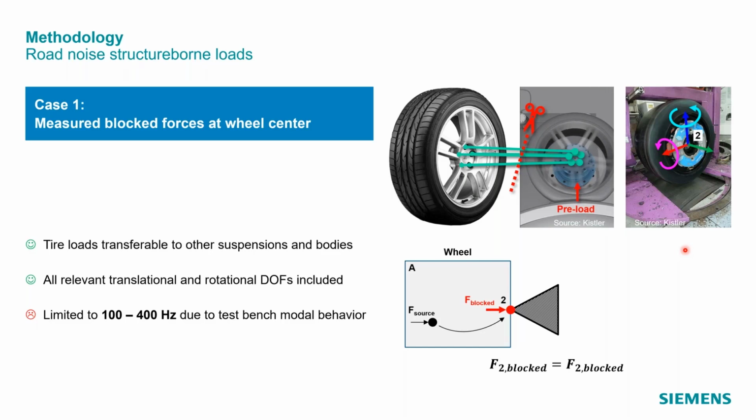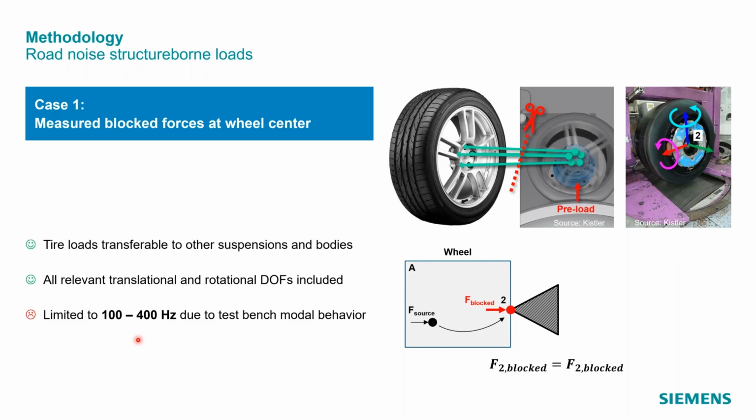So this all sounds good, but there is one bottleneck to this method, and that will in practice be the frequency range where this can be applied. The frequency range where you can directly measure blocked forces is dependent on how stiff and how rigid you can make your test bench. And of course, as you go to higher frequencies, even the stiffest test bench made of steel or reinforced concrete will start to show some modal behavior, some flexibility at higher frequencies.